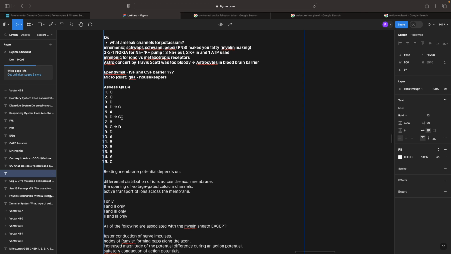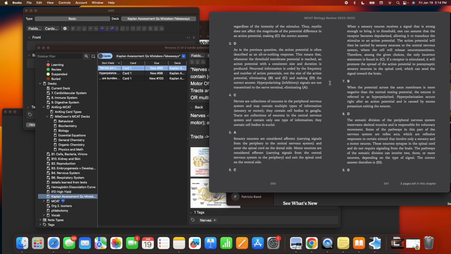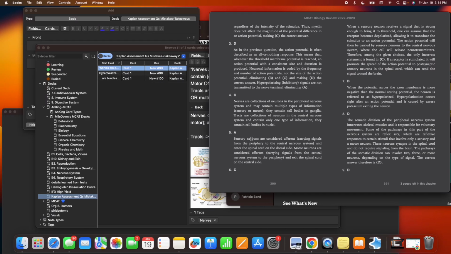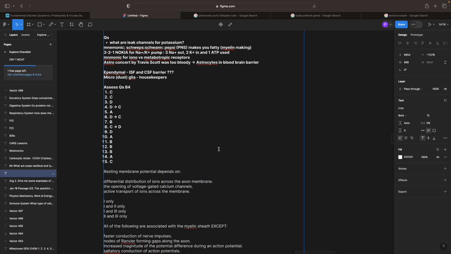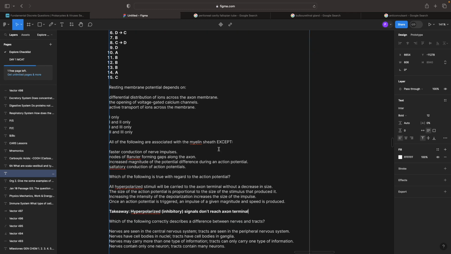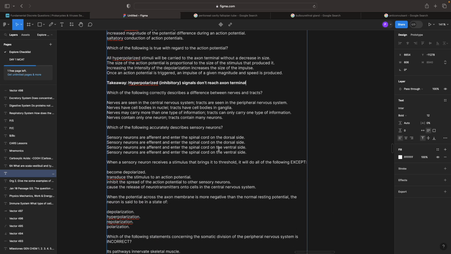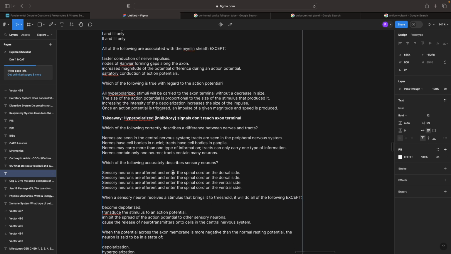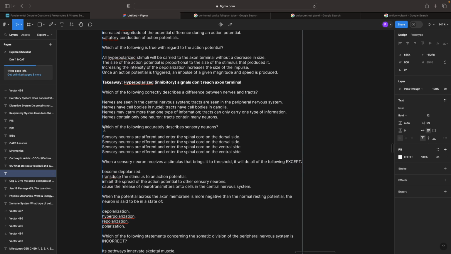So we have question 6, right? We answered incorrectly. So 5 we answered correctly, yes. But let's look: we put D, but the answer is C. So 1, 2, 3, 4, 5. Let's just mark it here. 5. This is 6.